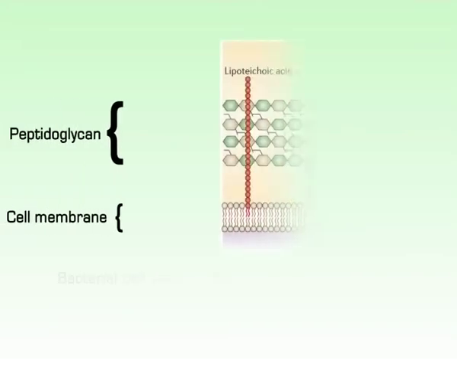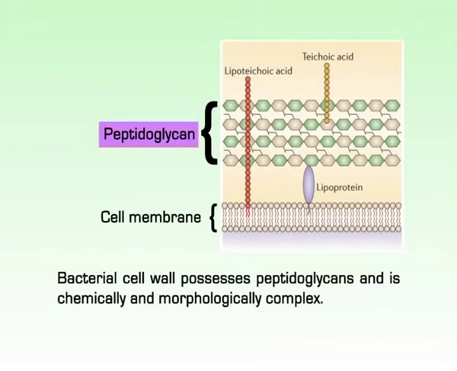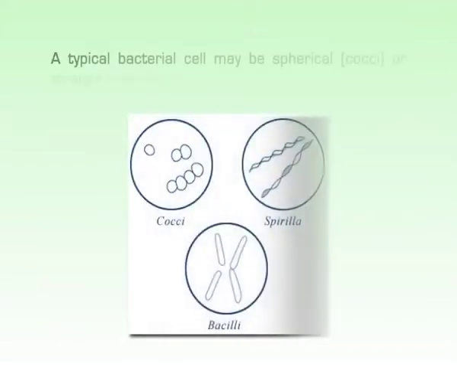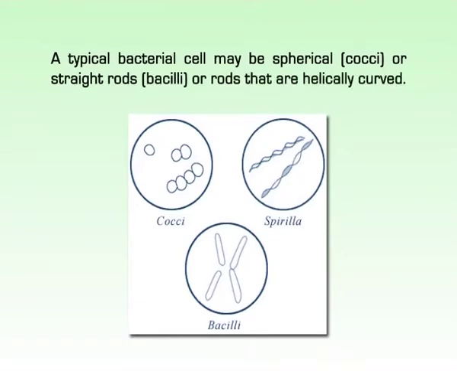The cell wall is usually essential for bacterial growth and division. The bacterial cell wall possesses peptidoglycan and is chemically and morphologically very complex. A typical bacterial cell may be spherical, which we call cocci, or straight rods, also known as bacilli, or rods that are helically curved. But some bacteria may be pleomorphic, that is, they can exhibit a variety of shapes.